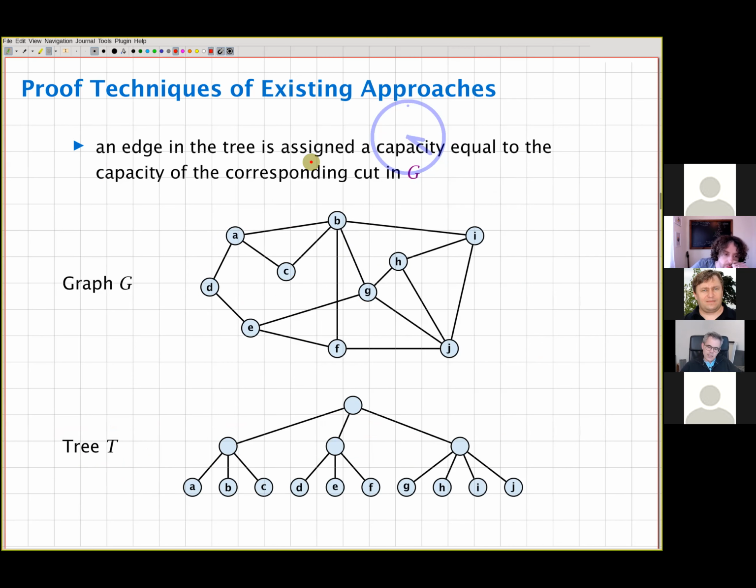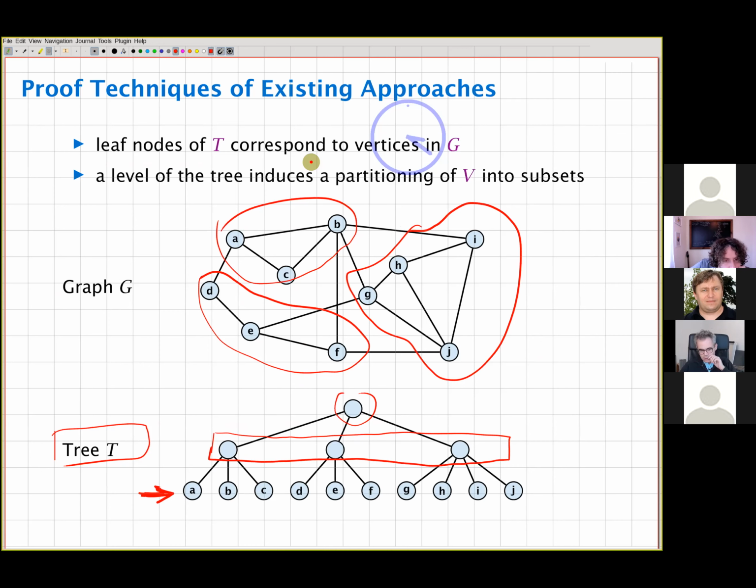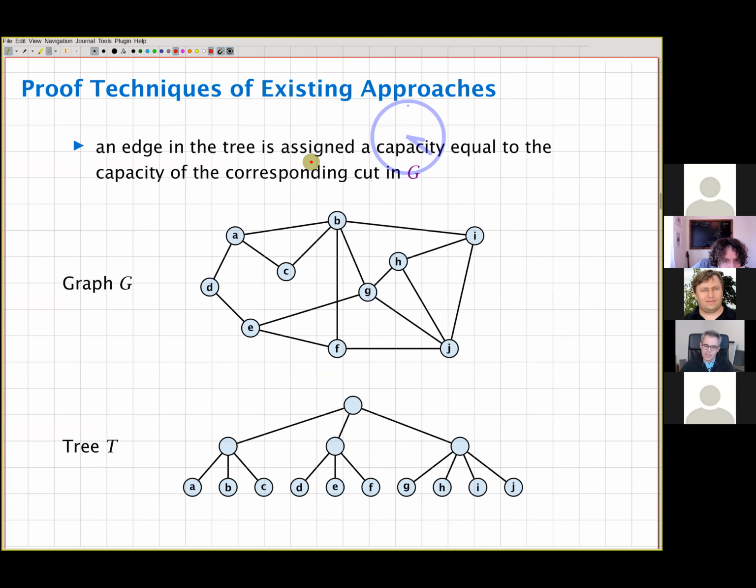And now if I'm given this tree, the existing approaches and also our approach assign the capacity of the tree edges in a very standard way. Namely, what you do is the following. An edge in the tree is assigned a capacity that is equal to the capacity of the corresponding cut in the graph. So if I take an edge here in the tree and I ask, what capacity should this tree edge have? Here I look at the corresponding cut that it induces. So this induces a cut in the graph. So the cut is here. And now I would assign, there are 4 edges going over the cut.